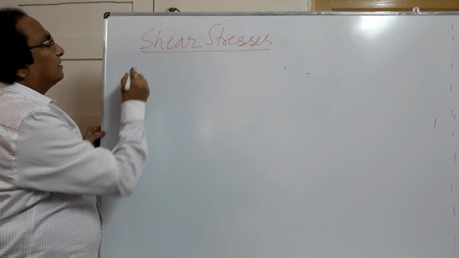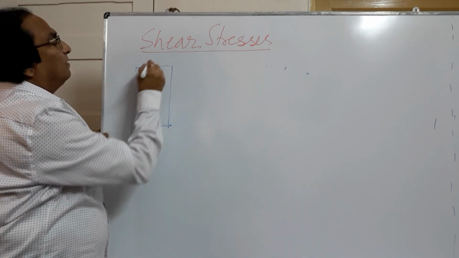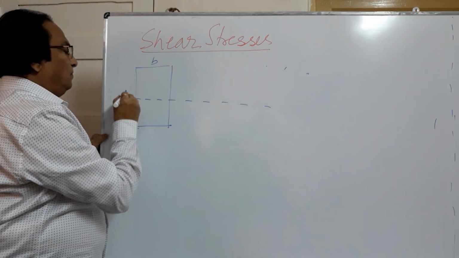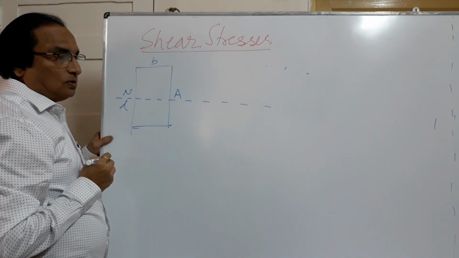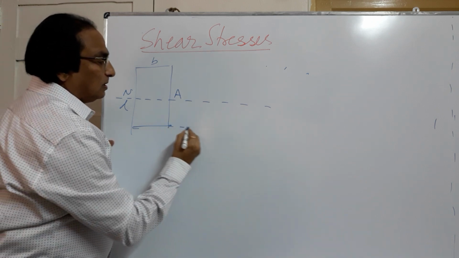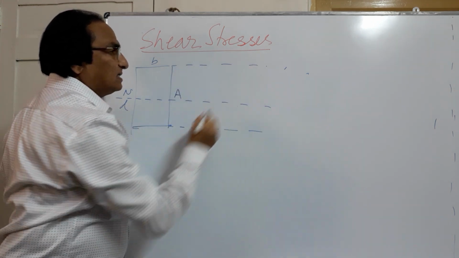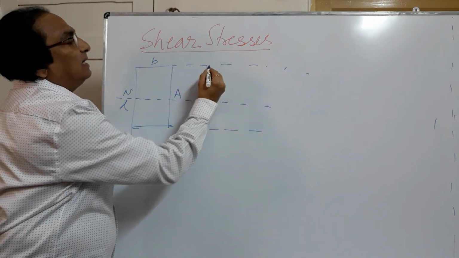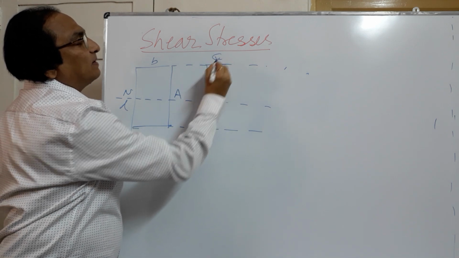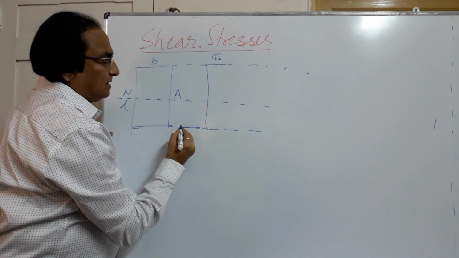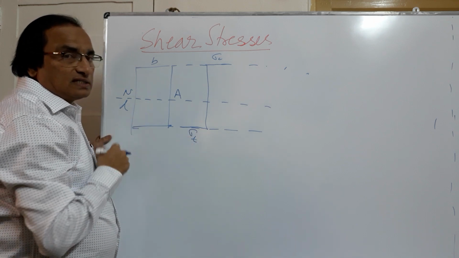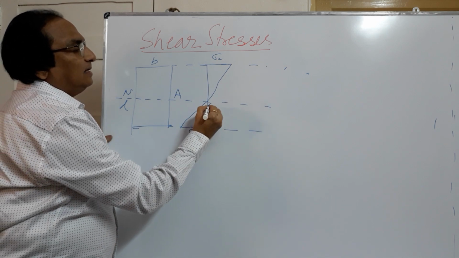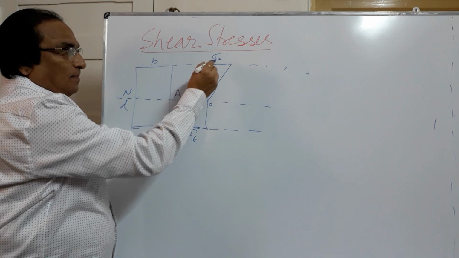Suppose I take a rectangular beam, width B and depth D. We know this is a neutral axis where the stresses are 0. Now here if I draw the bending stress diagram, which we already did in an earlier video, we see that the bending stress is maximum compressive on the upper layer and maximum tensile on the lower layer.